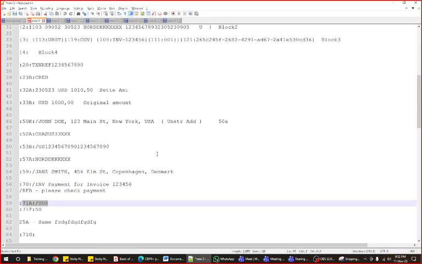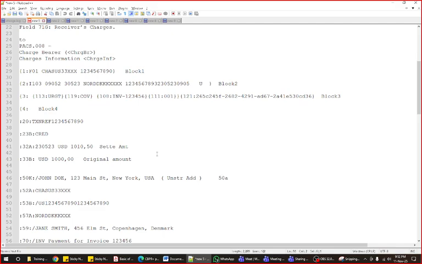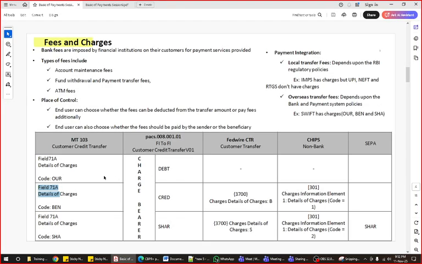Depending on the charge clause, it is decided who is going to pay the fees. That is also mentioned in MT103 messages. There are a total of three different types of charge clause. OUR means the sender bears the charges. For example, Priya is sending money from India to Prashant in London, UK. She sends 1000 rupees, and Priya is going to bear the charge for this sending.